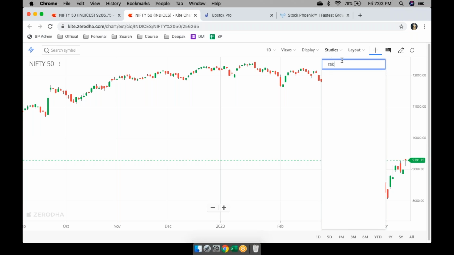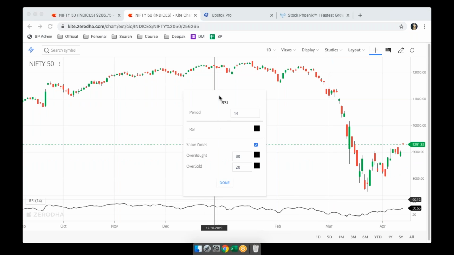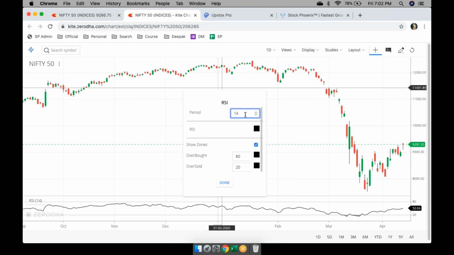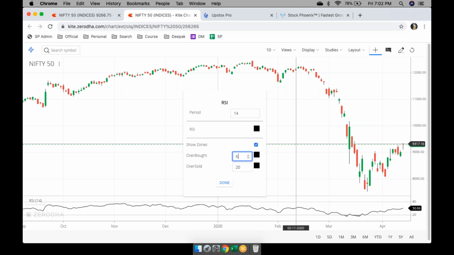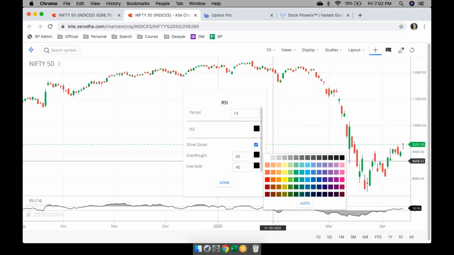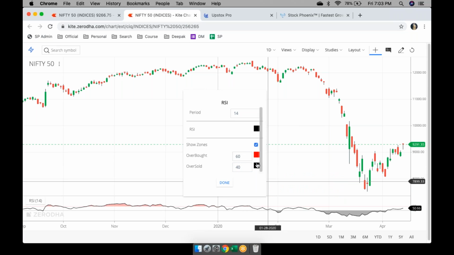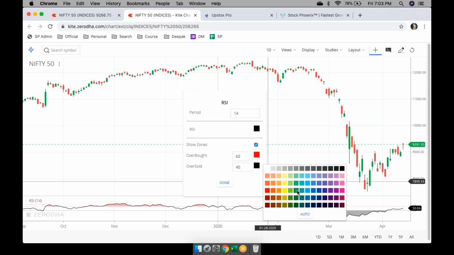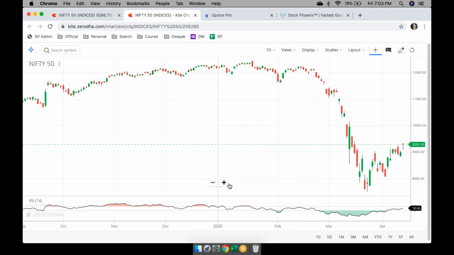Okay, RSI, Relative Strength Index, which is also called RSI. It's a very important indicator, and the very important thing which we have to note here is the metrics. So first, let's understand what is RSI. Before that, the metrics are 60 and 40. The upper level will be red and the bottom level will be green.